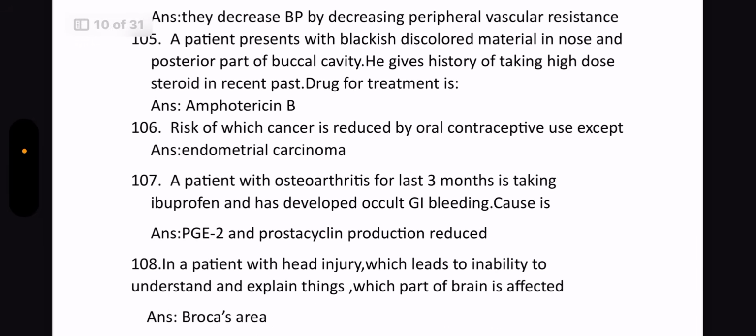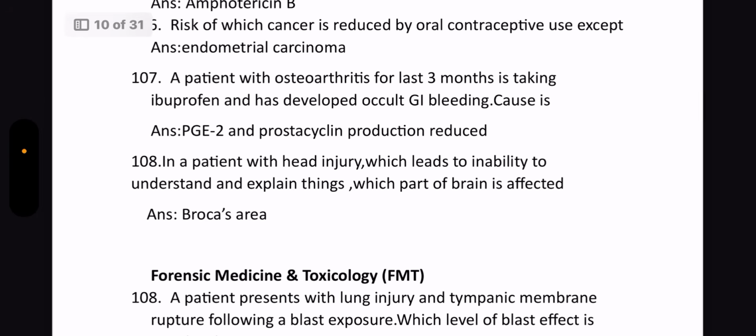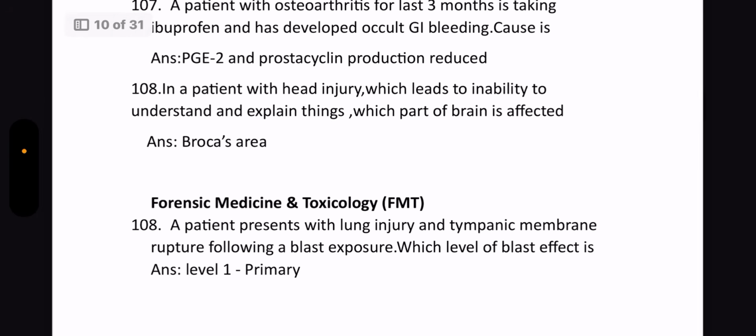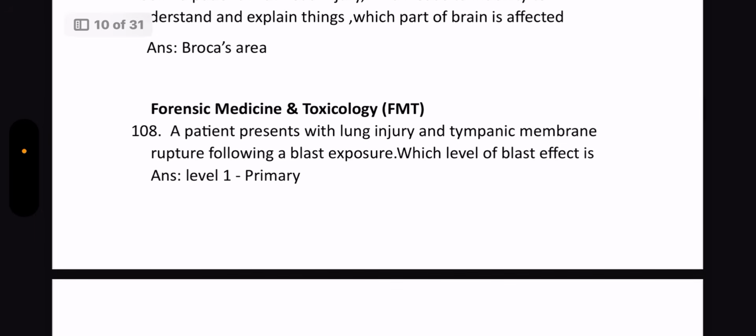Next, risk of breast cancer is reduced by OC pills use, except endometrial carcinoma. Next, a patient with osteoarthritis for the last 3 months is taking ibuprofen and developed occult GI bleeding; the cause is prostaglandin E2 and prostacyclin production reduced. Next, in a patient with head injury which leads to inability to understand and explain things, part of the brain affected is Broca's area.